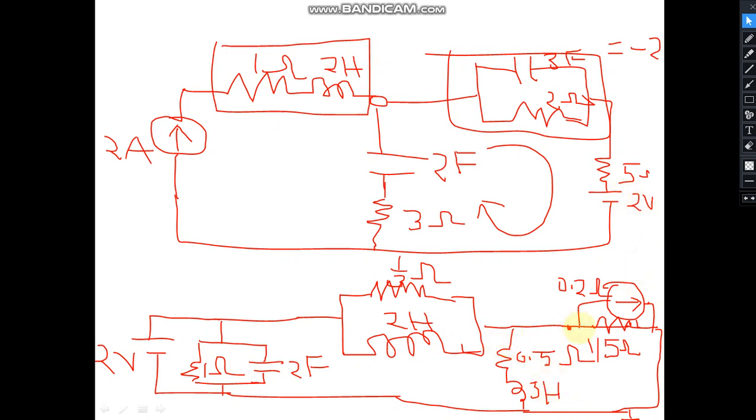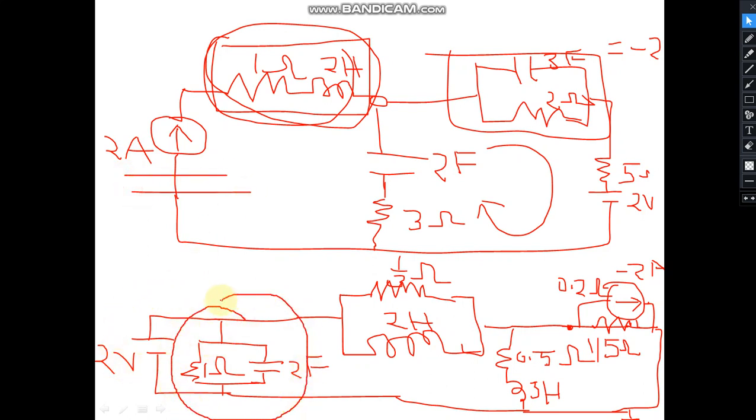Here if I write the KCL equation at this node, now what we will be having? This current plus this current plus this current equals -2 ampere. Therefore this will be the direction. Similarly here also, actually here this series branch is redundant. There is no use of this series branch because this is in series with this current source, and here also this shunt branch is of no use, it is redundant.